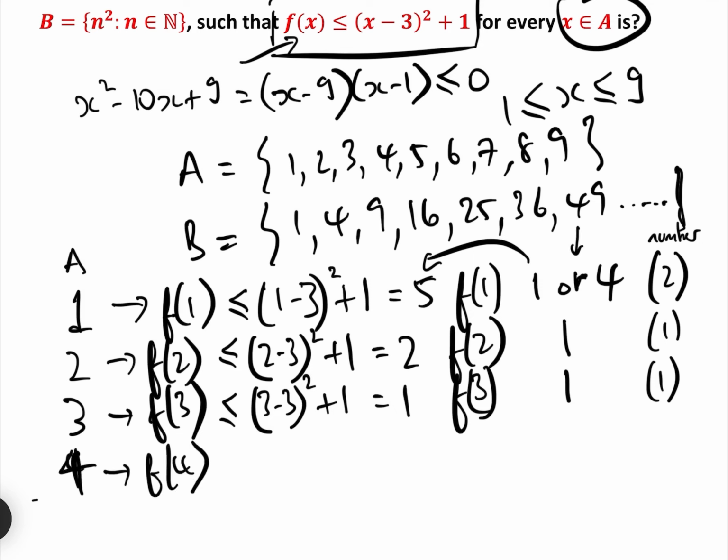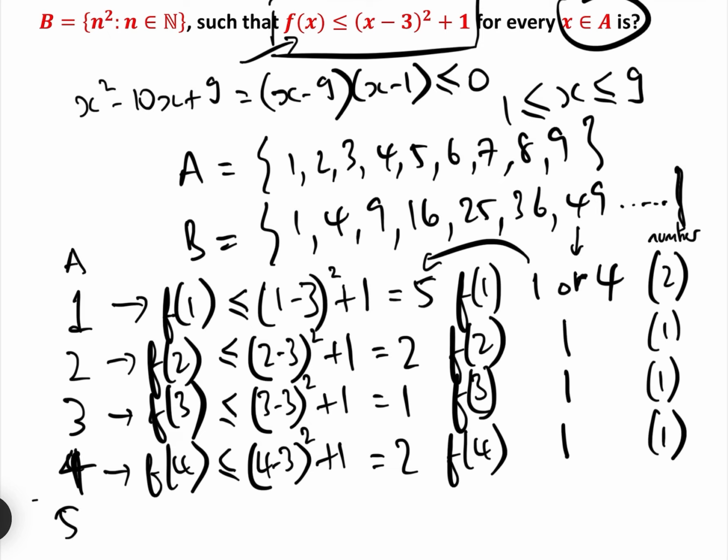What about 4? Well, f of 4 must be less than or equal to 4 minus 3 squared add 1, which is 2. So therefore 4 can only map, again, to 1. Okay, so that can only map to 1.